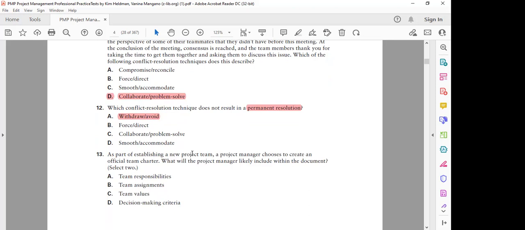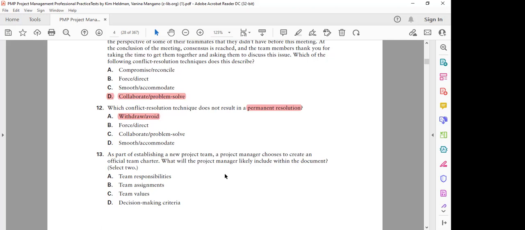Question number 13. As part of establishing a new team, a PM chooses to create an official team charter. What will you include in the charter? Again, an easy answer. You have to select two. No, Heather. They will be defined in the resource management plan, not in the team charter. What you have selected, Naveed, also for you. What you are selecting will be in the resource management plan, not the team charter. Heather, your last answer is okay, not the first one. So now you have the proper answer anyway.